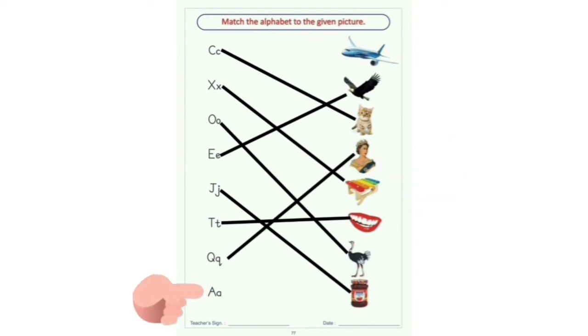This is alphabet A for an aeroplane. So you will match alphabet A with an aeroplane.